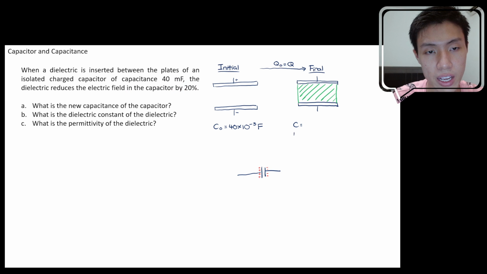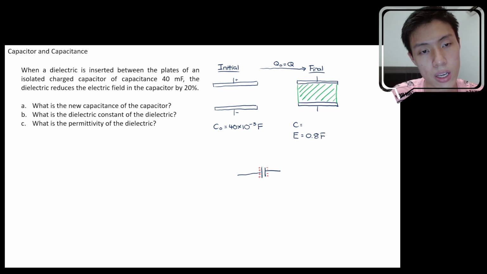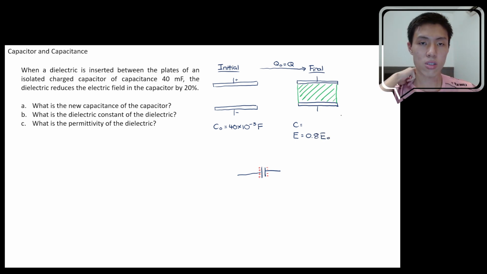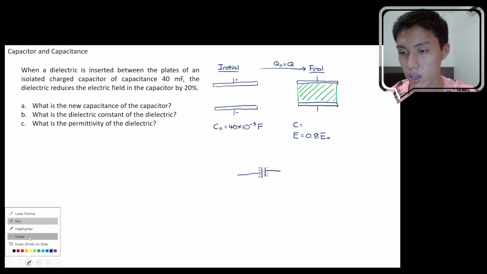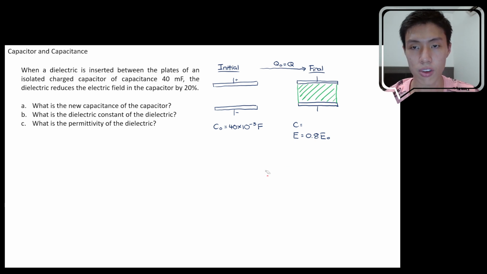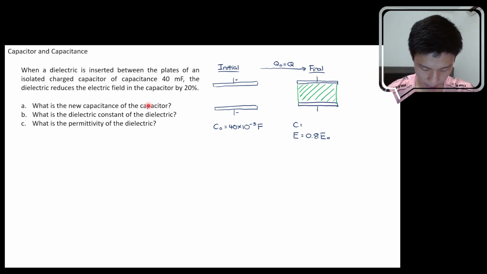We are left with 80% of the original electric field, meaning the E for the final situation is only 80% of the E of the initial situation. So that's 0.8, or 80%, of E initial. That's what we know regarding this situation. I think I've extracted everything I need quite clearly. Now let's try to solve the question. The question is interested in knowing the new capacitance of the capacitor.